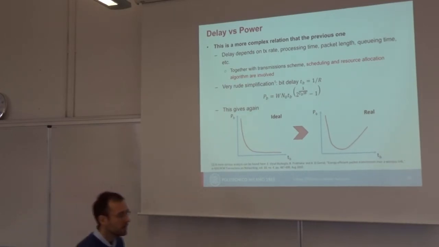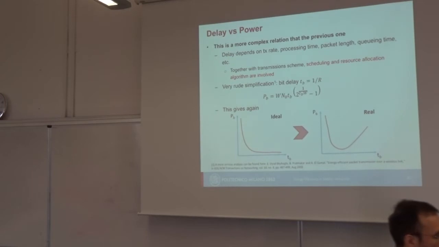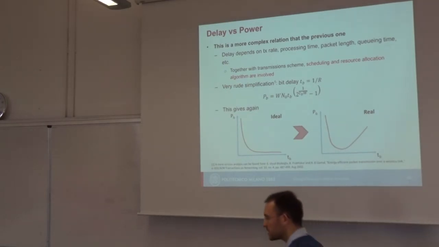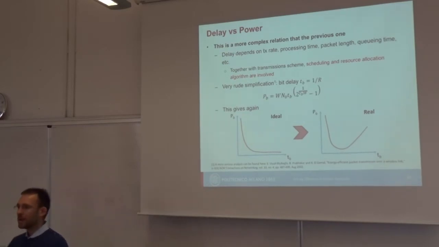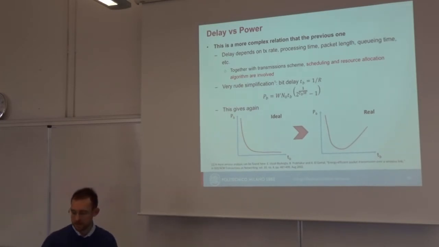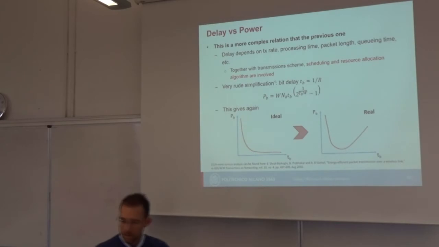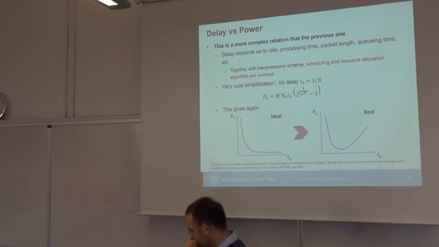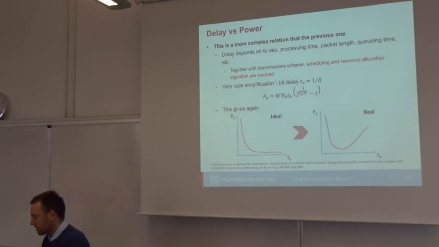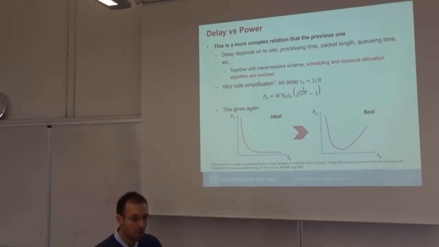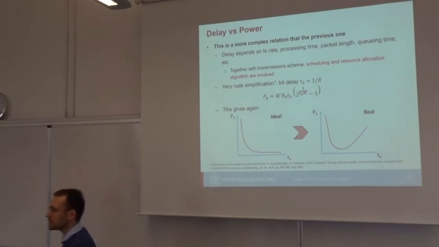Second type of trade-off is the following. It's the trade-off you have between delay and power. With respect to the previous relation, here we have something which is more complicated to analyze because it's not so trivial, so you don't have everything in the equation, but we have many things. For instance, of course, the delay that you experience in receiving your bits depends on the rate at which you transmit your bits. Sorry, but it's not only given by that, you also have to consider how much time you need to process your packet, how long your packet is, queue time. So you have many sources of delay in your systems.